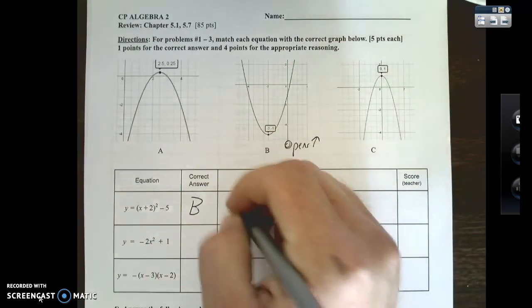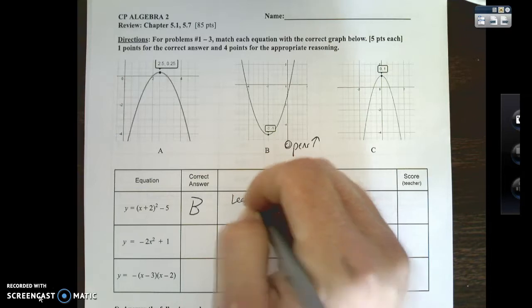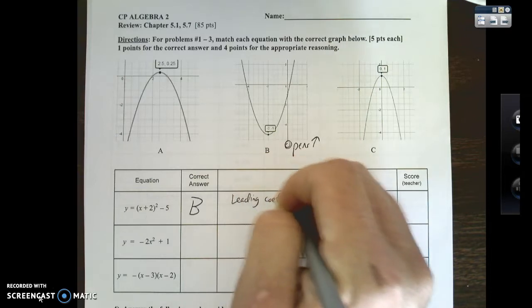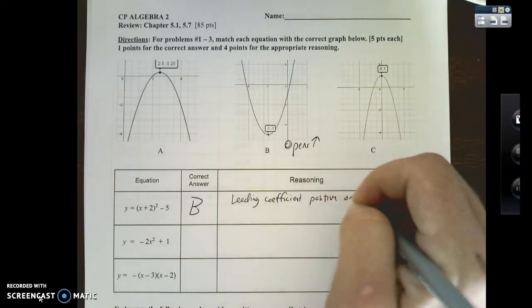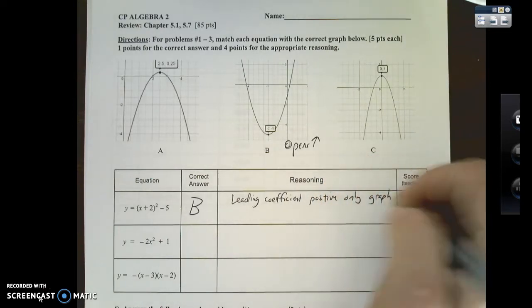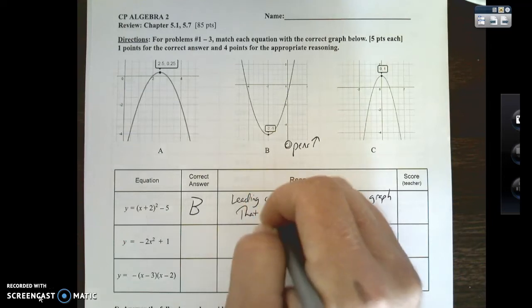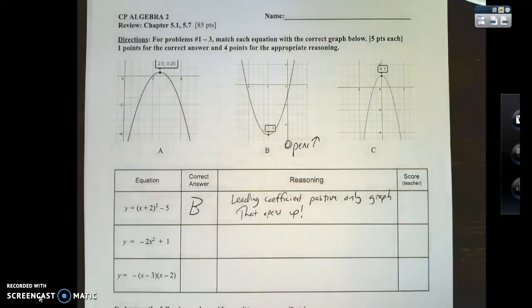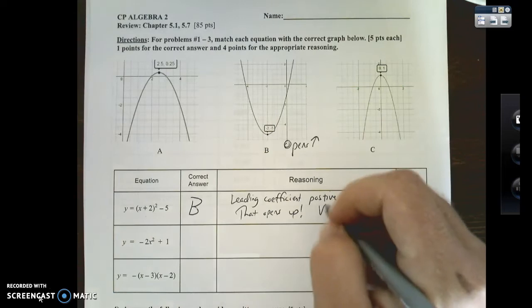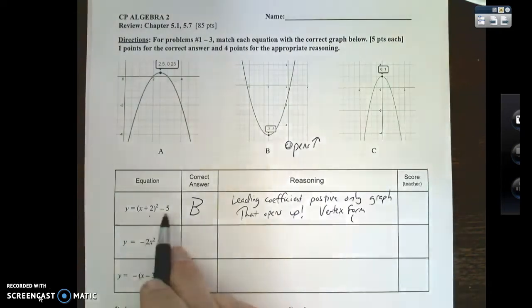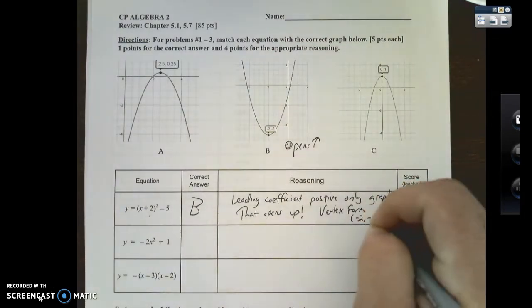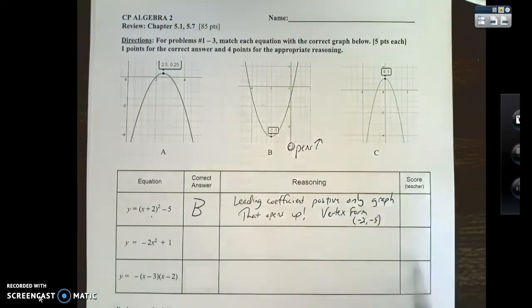The leading coefficient is positive, and it's the only graph that opens up. Now you also could have said vertex form, and the vertex is -2, -5. There's multiple things you could do here. So B is taken care of.